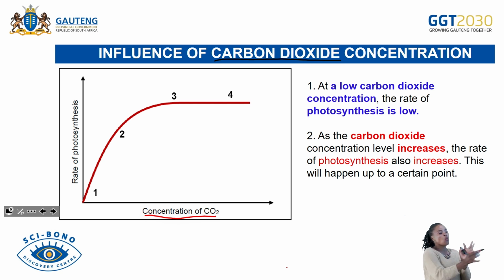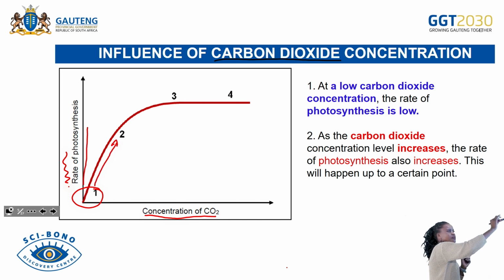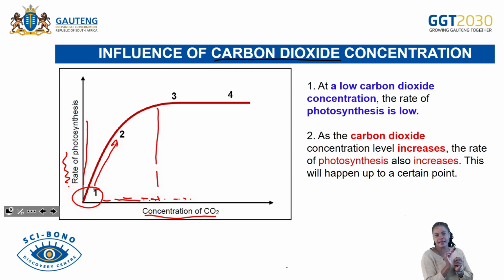So what is happening when the amount of carbon dioxide is low? When the amount of carbon dioxide is low, the rate of photosynthesis also remains low. However, when the concentration of carbon dioxide starts to increase, what is happening with the rate of photosynthesis? Can you see the concentration of carbon dioxide is increasing? The rate of photosynthesis also increases. Why? Because the concentration of carbon dioxide increases.